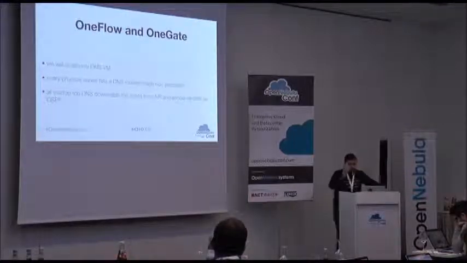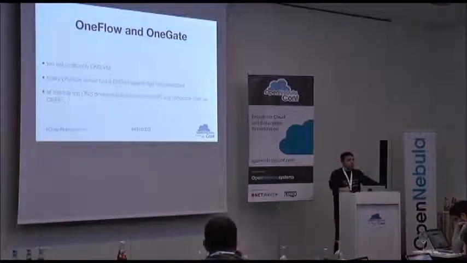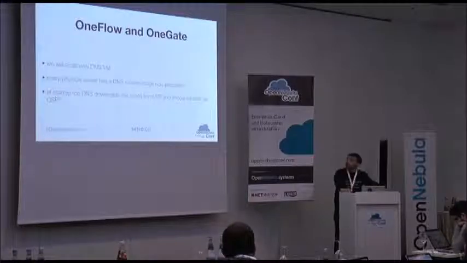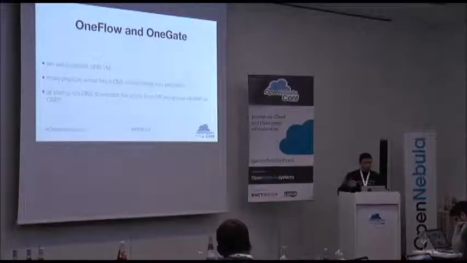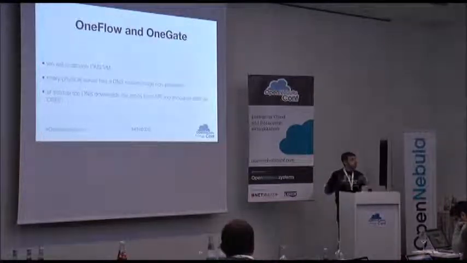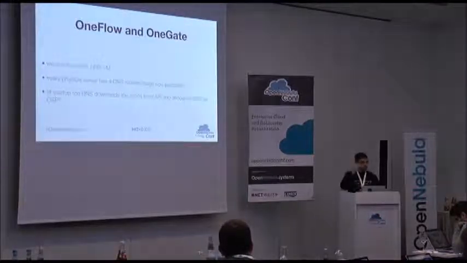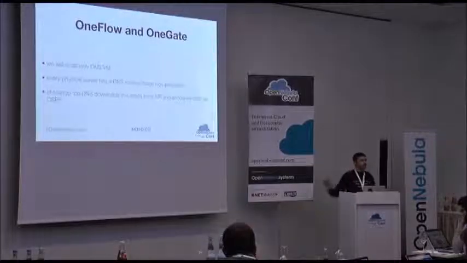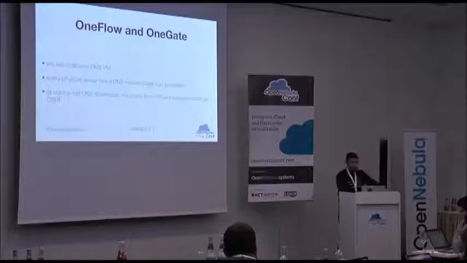This is the key, because if you plan to go to an auto-scaling system with OneFlow and OneGate, it's simple. Start a new virtual machine. This machine announces itself by OSPF with this static IP address, and is automatically added to the pool of local servers.